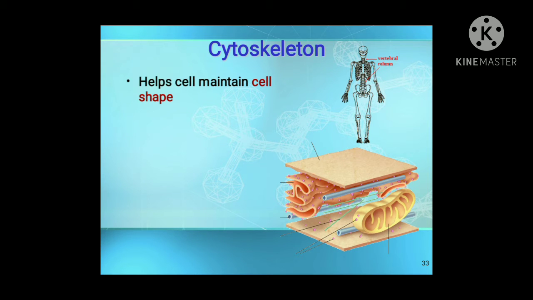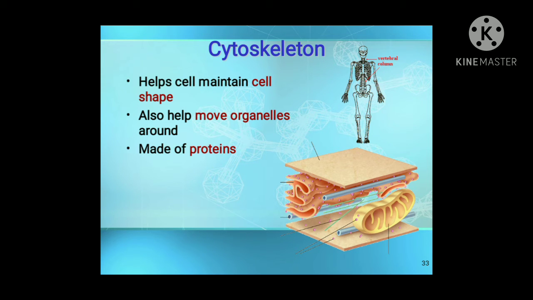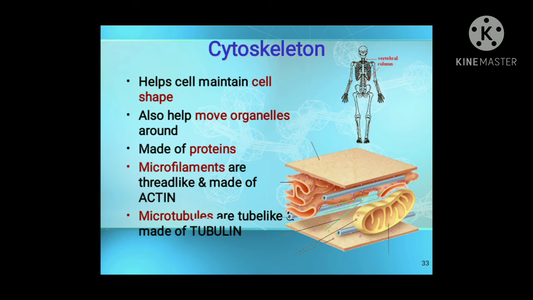Cytoskeleton. It helps the cell maintain its shape. It also helps move organelles around. It is made up of proteins. Its microfilaments are thread-like and made of actin. Its microtubules are tube-like and made of tubulin.